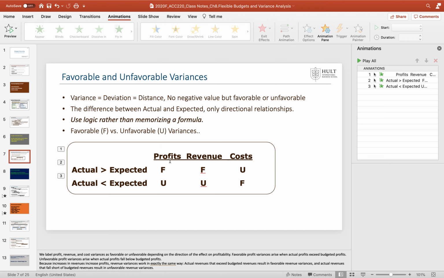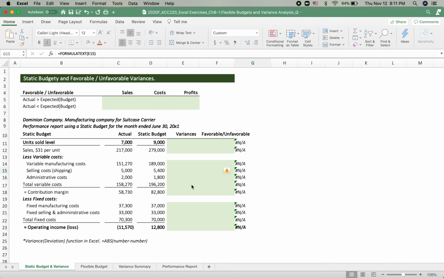For example, in the profits, if actual is greater than the expected, we made a better performance, revenue as well. But if the actual cost is greater than expected, that is unfavorable. And if actual is lower than the expected, it is totally opposite. So please think in a logical way rather than memorizing some formula. Okay, so let's practice once again.